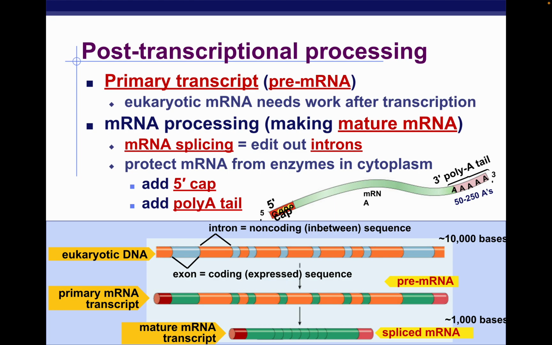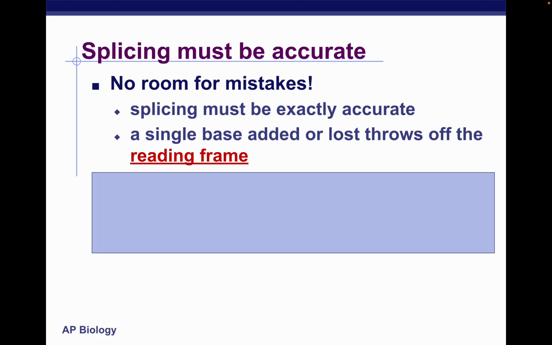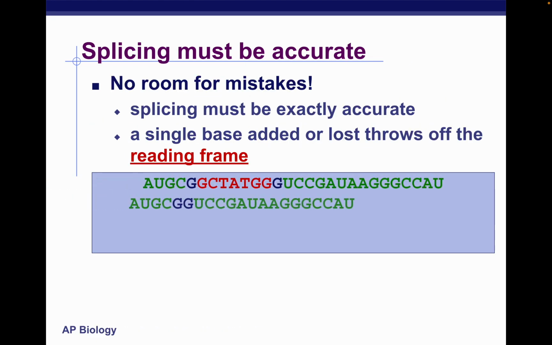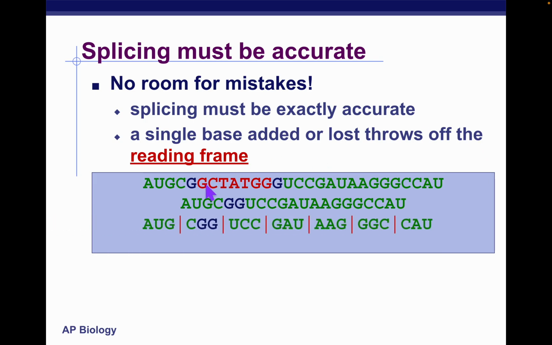This is just showing you our eukaryotic DNA, our mRNA transcript, and then our mature RNA. All right. The splicing has to be accurate. There's no room for mistakes. A single base added or lost throws off the entire reading frame. And you guys don't know what that means right now, but it's going to be important in a little bit. So they're showing you here our reading frame. This isn't relevant to us yet because we don't really understand what it is, but we're going to be talking about that next.